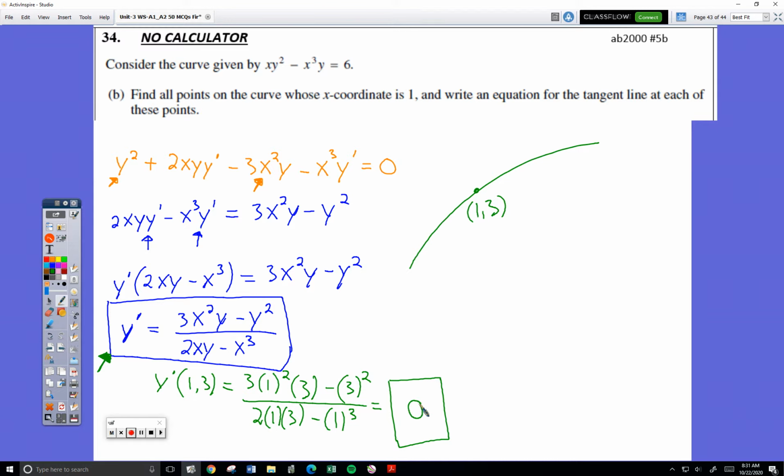Let's check it just to be sure. For sure the top is 0. Bottom is not 0. Yeah, it's definitely 0. So show me your hands again if you got 0. 2 points, 3 for Matt.